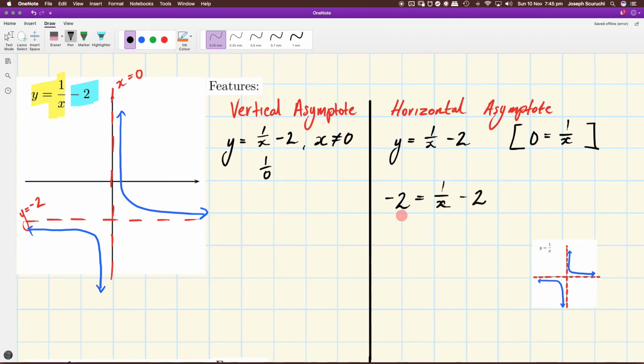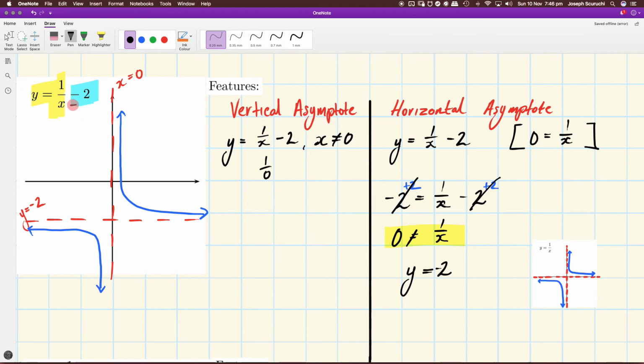If y were to equal negative 2, and I was to now do some rearranging, I would have to plus 2 to both sides. If I was to plus 2 to both sides, this would go away, this would go away. I would end up with 0 on my left-hand side, 1 over x. And this is exactly the situation we don't want to end up in because we know that this doesn't work. So this tells us that our asymptote must be y equals -2. And that's how I figured it out.